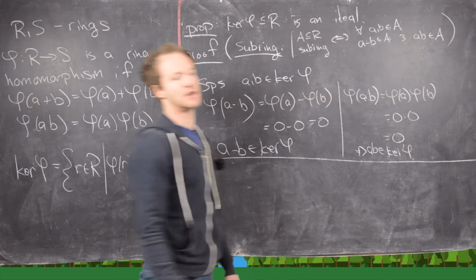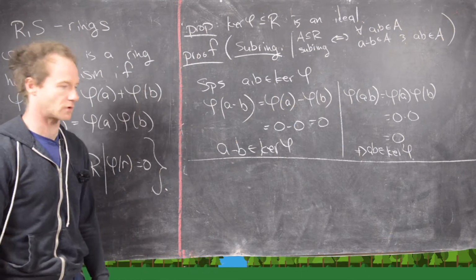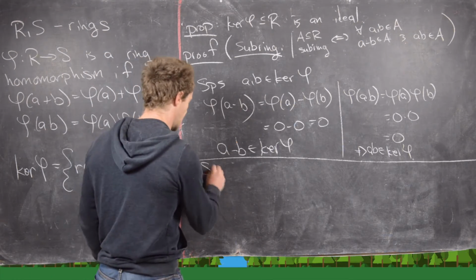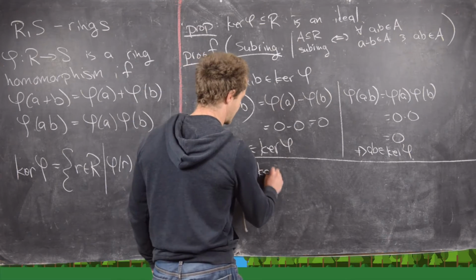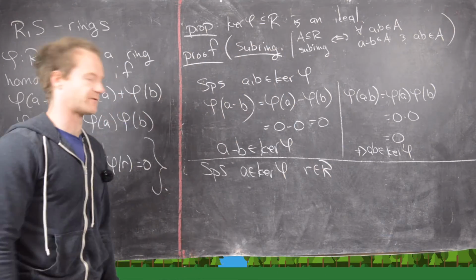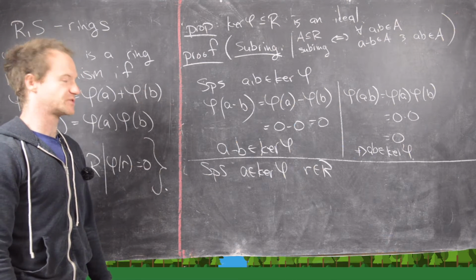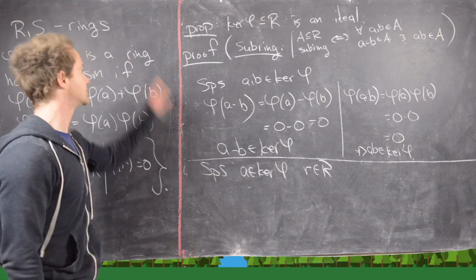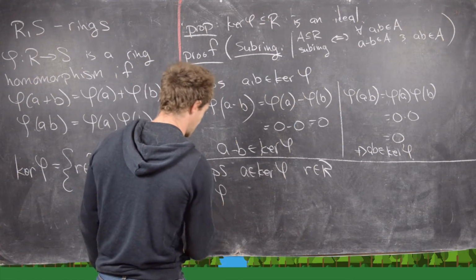Now the next thing we need to do is show that the kernel is an ideal. In other words, it has this absorption property. So let's do that here. So let's suppose that a is an element from the kernel of phi and r is an arbitrary element from the ring. So we need to show left absorption and right absorption because we don't know anything about commutativity here. And then, we'll do that in the following way.